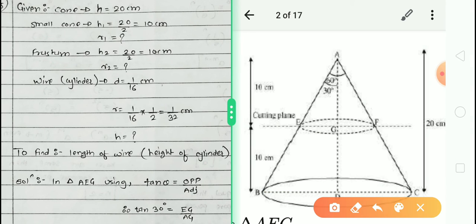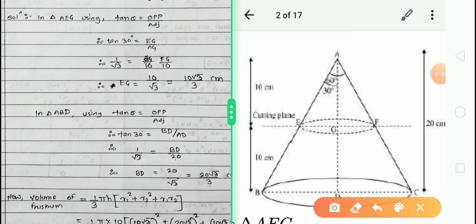Okay, and from the frustum we will get the wire which is of cylindrical shape of diameter 1 upon 16 centimeter. So radius is 1 upon 16 into 1 upon 2, that is 1 upon 32 centimeter. And we need to find the length of the wire, that is height. Okay, so to find the length of the wire, that is height of the cylinder. So let's start with the solution.